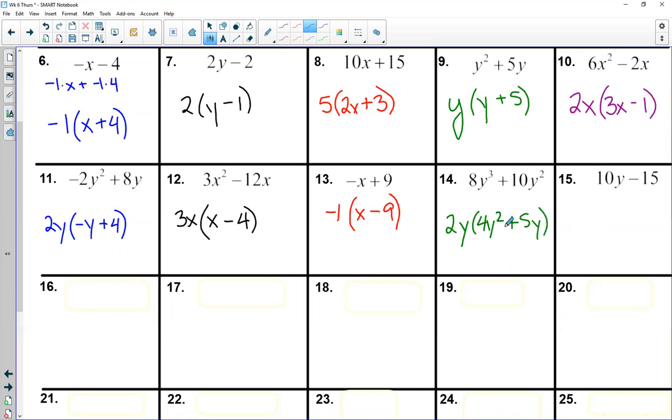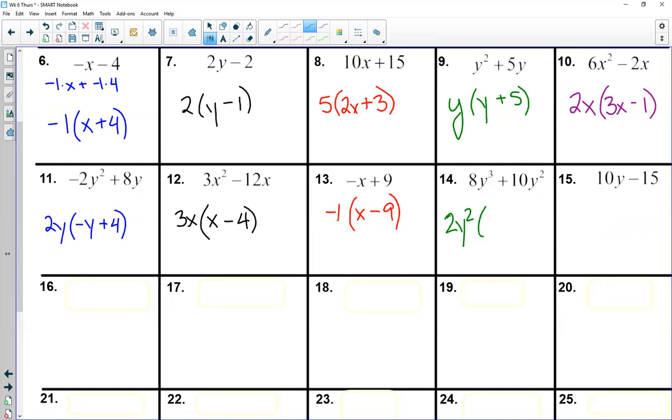Now, this isn't quite right because what we have in here, they still share a y. So we didn't actually pull out the greatest common factor. We pulled out a common factor. Now, we need to make sure when we're doing this to pull out our greatest common factor, which in this case will be 2y squared. They both share at least 2 y's.